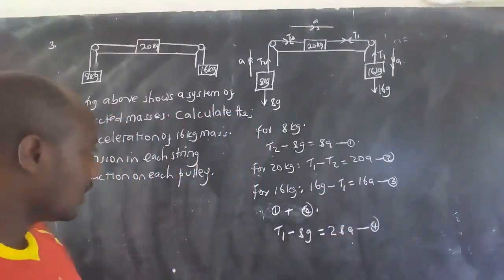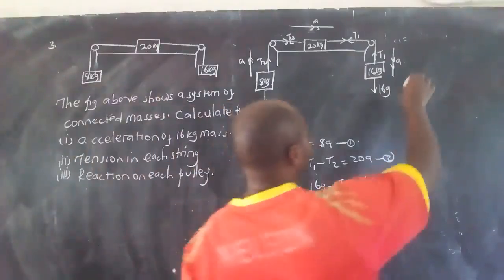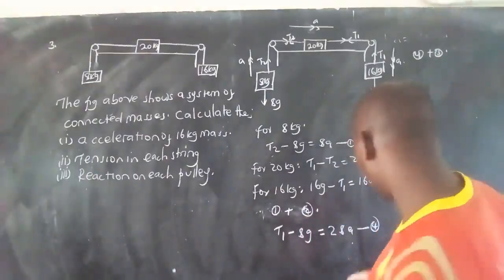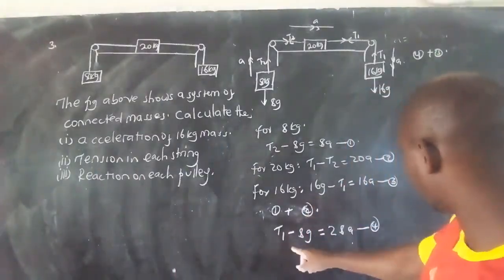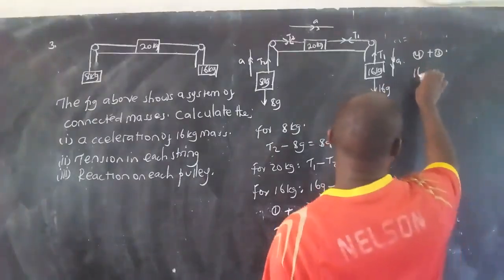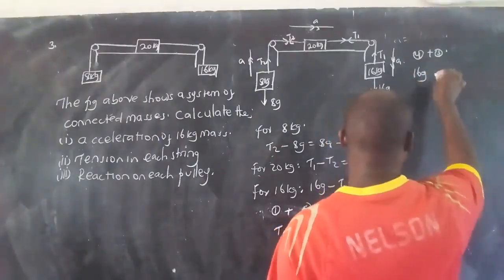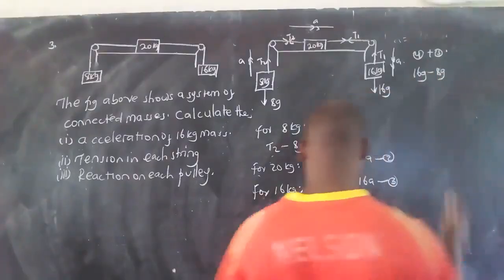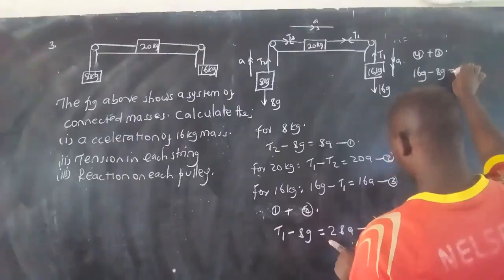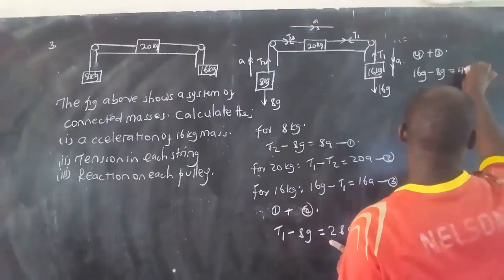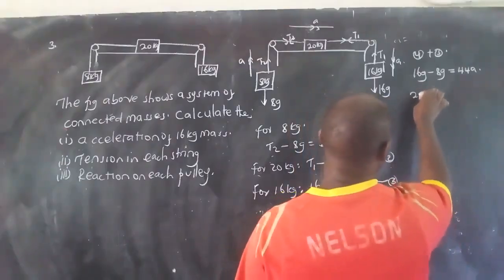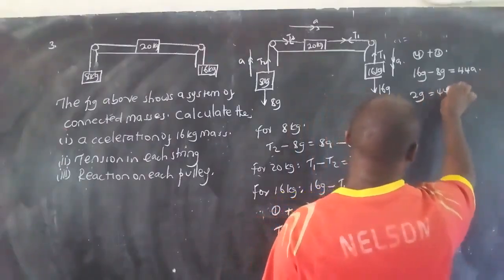What do we let T1? We add equation 4 plus equation 3. Okay? So we're going to add. When you add, this will disappear. We have 16g plus negative 16g, now minus 8g. When you add the 28 plus 16, you will get 44. So this is 8g is equal to 44A.